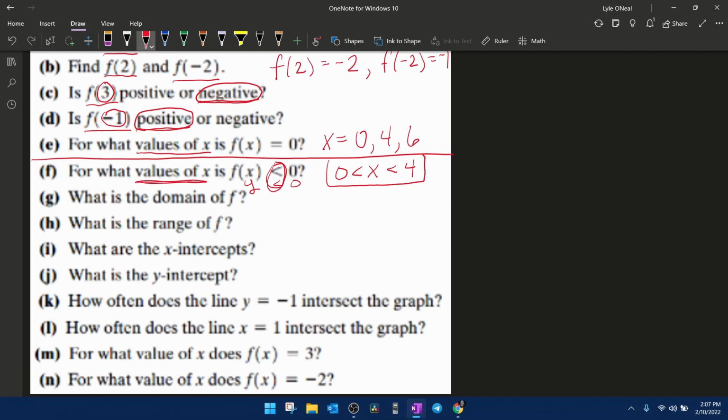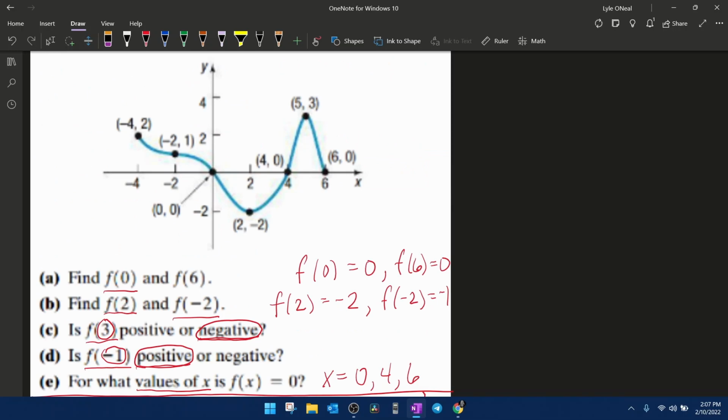Next, part G, what is the domain of f? Well, the domain are the values that x can be. And since our graph is continuous, that means there's no break in the graph. X can be anything from -4, because that is where the graph begins, up to and including 6. So that would be the domain of our function, everything from -4 to 6.